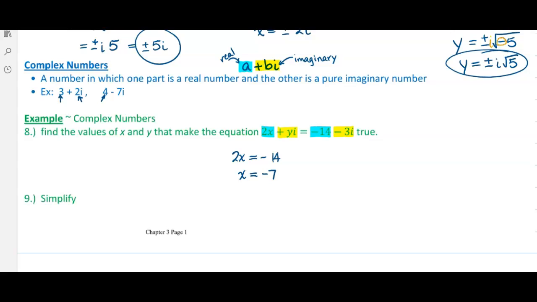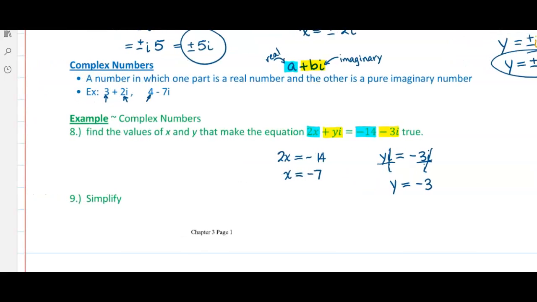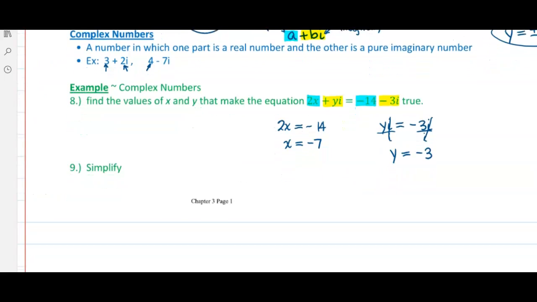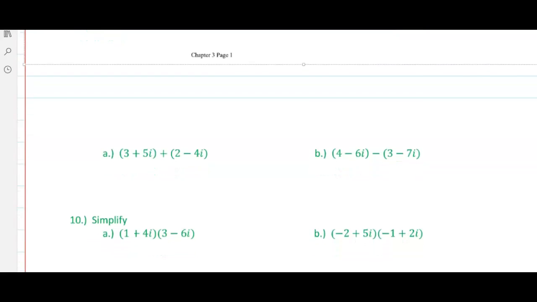Now I'm going to pull the imaginary parts off to the right. yi equals negative 3i. Again, I'm trying to figure out y, so I'm going to divide by i on both sides. y is negative 3. So if x is negative 7 and y is negative 3, these two numbers would be equal and this equation would be true.